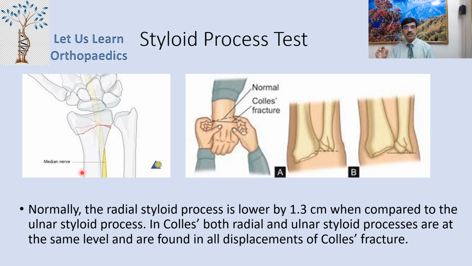As I have already discussed in the styloid process test, the radial styloid is lower by 1.3 centimeter when compared to the ulnar styloid process. Now, in Colles fracture, both the styloid processes lie at the same level, and this is found in all displacements of the Colles fracture. To perform this styloid process test, you simply need to pronate the forearm, using both index fingers put on each of the styloid processes. Then you can compare the levels.